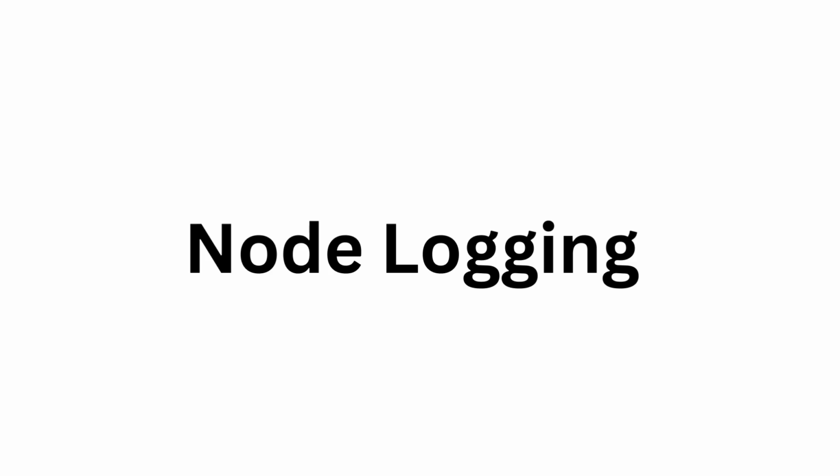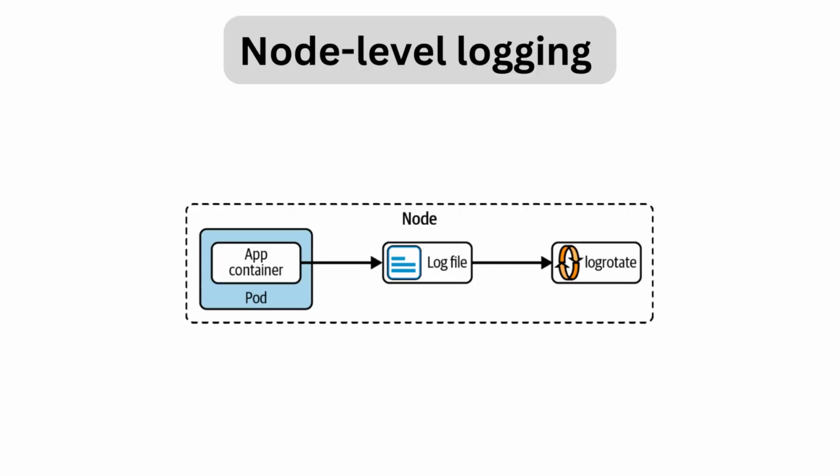Now, let's zoom in on node logging and how those whispers from your containers are captured. Imagine a container runtime like Docker Engine shaping those log streams and sending them to the node's storage. But wait, there's a catch. We need to avoid storage chaos, and that's where log rotation comes in. It's like tidying up your room when things get too cluttered.